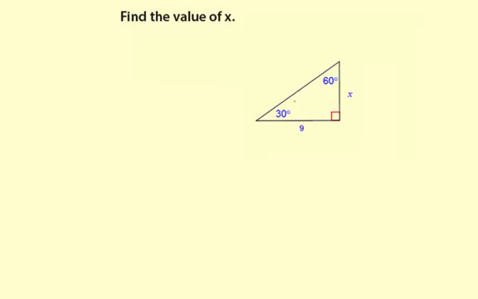Find the value of x. Here we have a 30, 60, 90 triangle, and we have the 9, which is the longer leg, and we don't have the shorter leg, x. But we do know the ratio of the long leg to the short leg is square root of 3 to 1. So we could just say that's the same as 9 to x here.